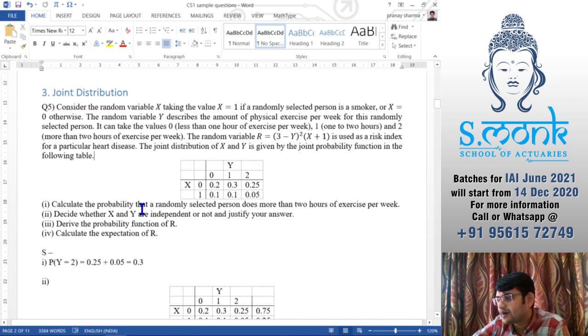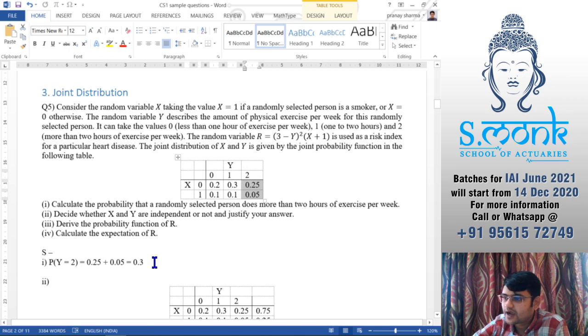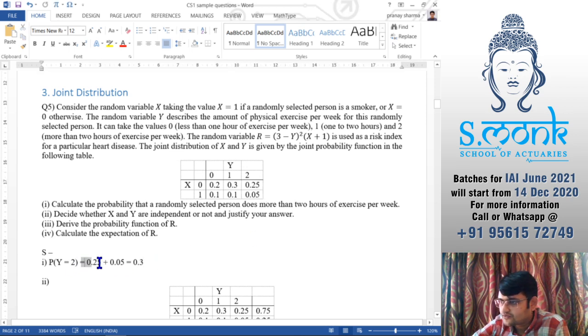Calculate the probability that a randomly selected person does more than 2 hours of exercise. Randomly selected, so might be a smoker, might not be a smoker, does not matter. So we'll be adding up these probabilities, and therefore you are getting 0.3 here.